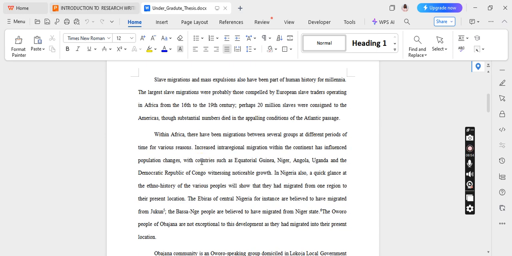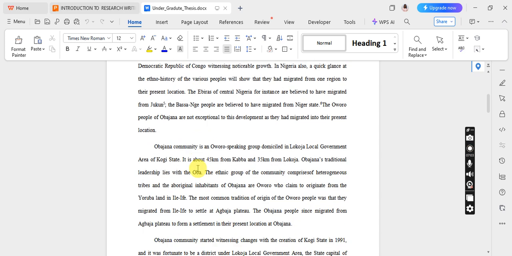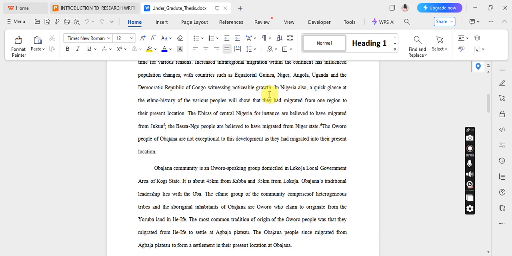You just keep laying the foundation of your work. You now come to Africa: what has been happening, what has led to changes in various things. So you have to keep streamlining it like that. From there, you come to Nigeria. What has been happening in Nigeria in the migration realm? What are the transformations that have been happening?